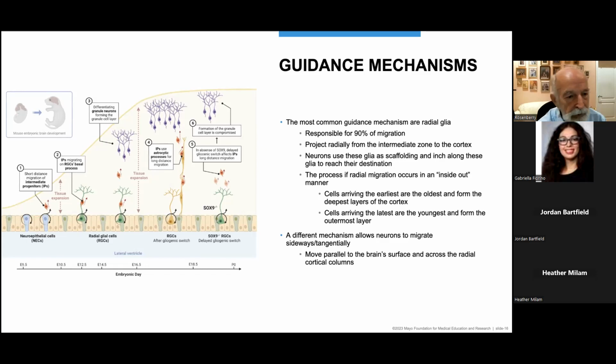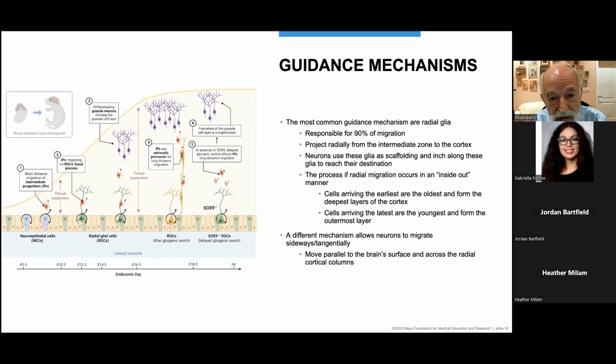And that's the first time I've seen this slide. It's fairly detailed.